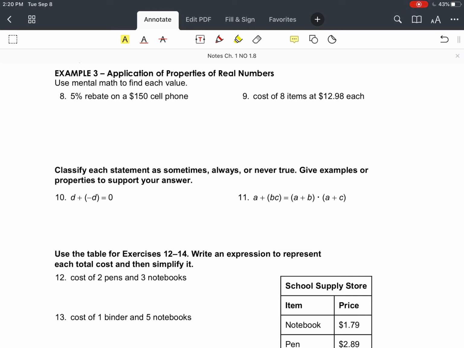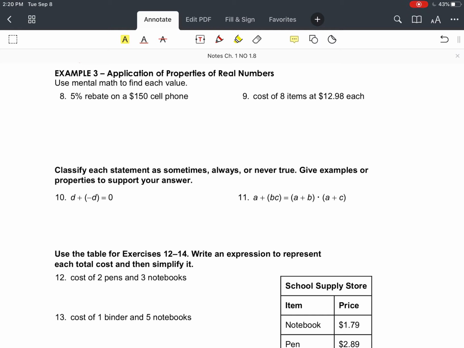All right, number 3, using properties of real numbers. So, using mental math, there are a lot of different ways you can do these problems. You don't have to do them the same way I am, but I'm going to give you how I would do number 8, and then you can choose a method for number 9.